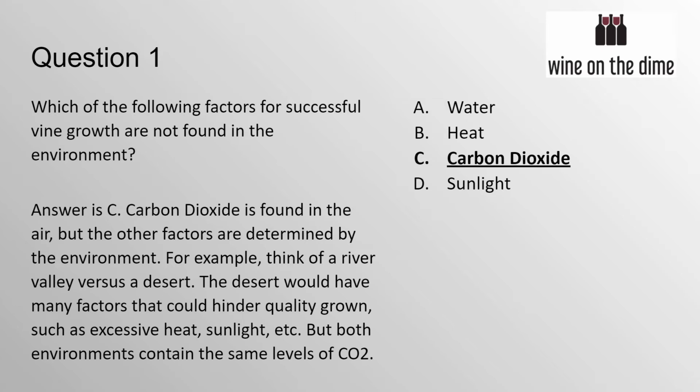For example, think of a river valley versus a desert. The desert would have many factors that could hinder quality growth, such as excessive heat, sunlight, and so on. But both contain the same levels of CO2. Now, I know someone who's probably a climate scientist or something is going to say that this valley has more CO2 than this other one, and even though they're at the same, I'm talking generalities here, people.